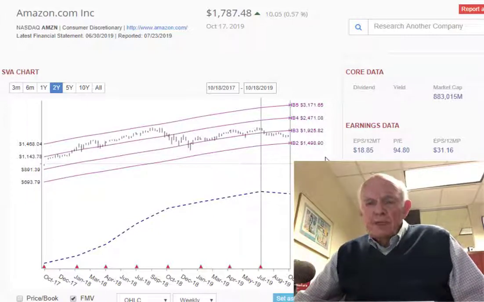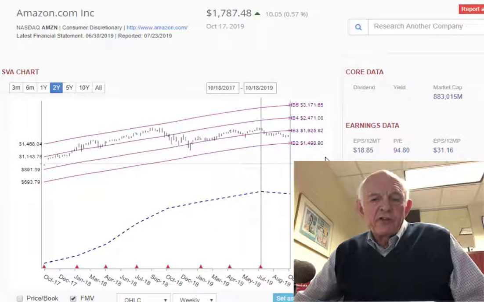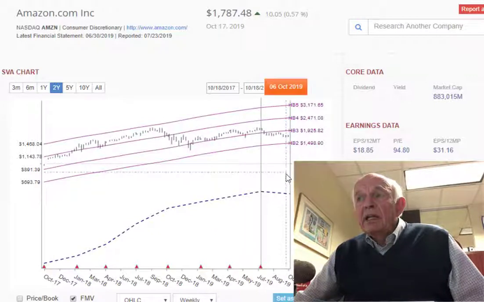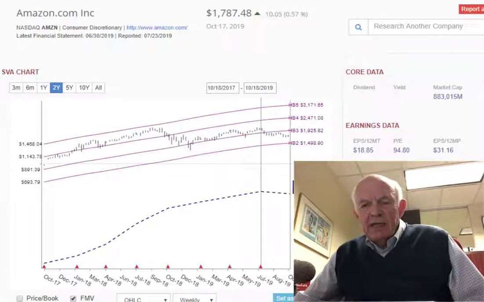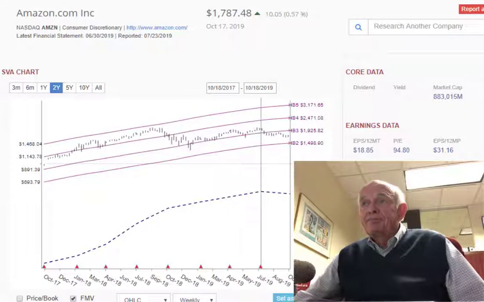Amazon has been growing at about a 30% per annum rate, but it is slowing down slightly, as you can see from that change in the fair market value lines.